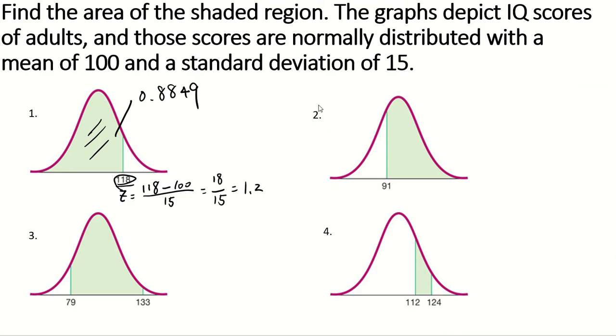Now let's look at number 2. So this shaded area is the percentage of adults with IQ scores higher than 91. First way is to find it by hand. So that means you have to find the z-score of 91, which is 91 minus the mean, which is 100, divided by the standard deviation 15. That gives you negative 9 over 15. That is negative 0.6.